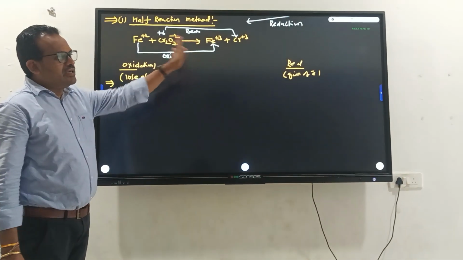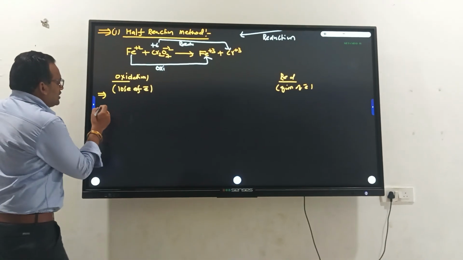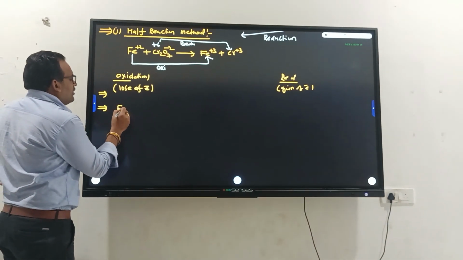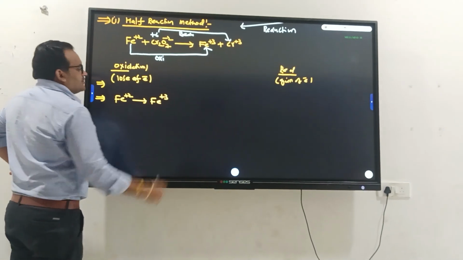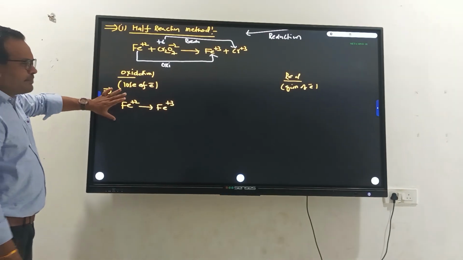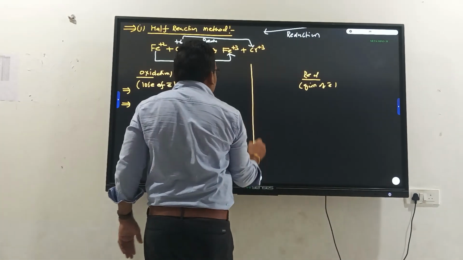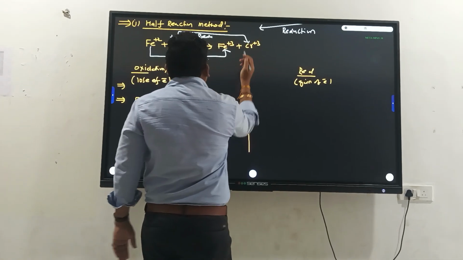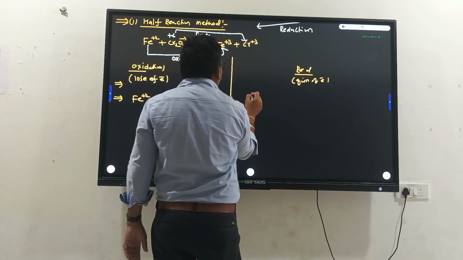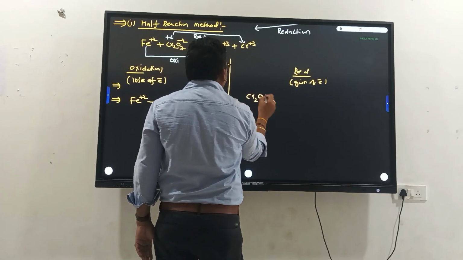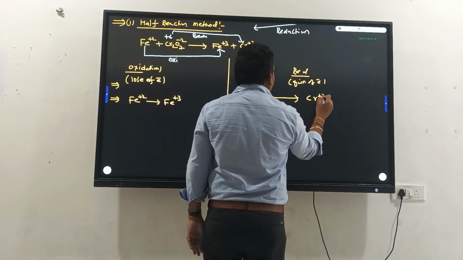Iron is donating electron. Chromium is taking electron. So here what is the iron oxidation state, children? Iron will donate electron and we are forming that iron. Just this one is the separation only. Here chromium: Cr2O7 minus 2 gives rise to Cr plus 3.